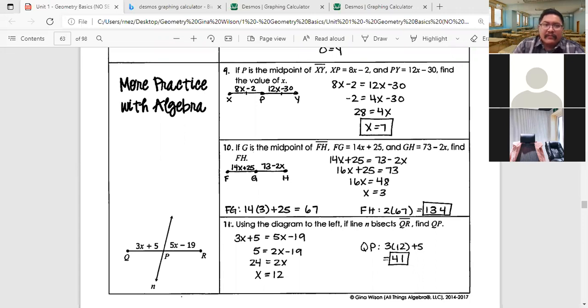Okay, so this one's a pretty simple one. Using the segment addition postulate, or the bisector, remember, that means it cuts it directly in half. So if this is the midpoint, it means it's right in half of both of those. And if it's right in the middle, that means both of these are going to be equal. Oops, almost forgot the X there. There you go.